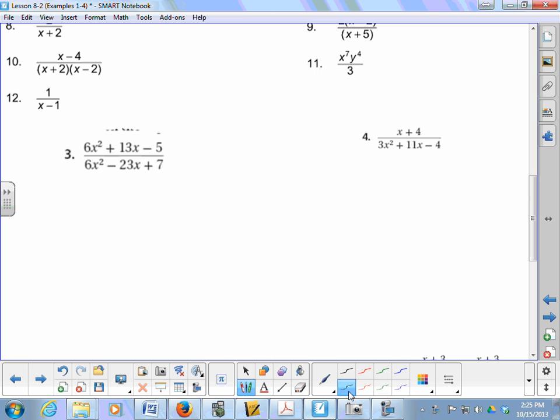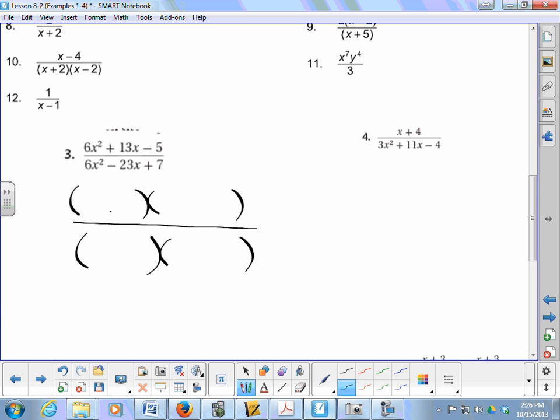So, in the numerator, I've got to get the factors of 6 and 5 that, when I multiply them and add them together, I get 13. Okay? So in this case, because the 5 is negative, my signs are going to have to be the opposite. So I'm really going to be doing some subtraction with it. How do you want me to do it for you? Do you want me to do slide and divide, or the box method? Okay, the slide and divide.